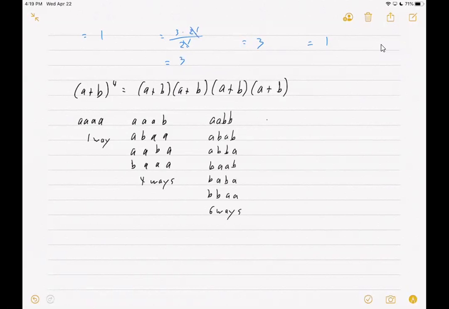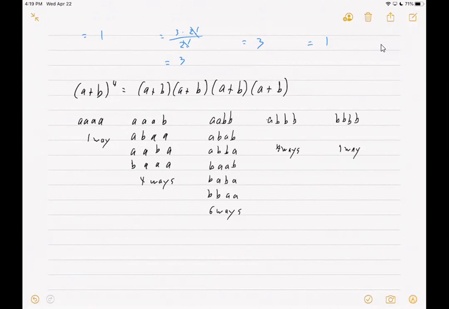Then we move on to the A, 3 B's. Okay, and I think you can believe that's the opposite of doing 3 A's and 1 B. So once again, there will be 4 ways to do this. We have 3 of one thing and 1 of another. And then if we had all B's, there's only 1 way to do that.